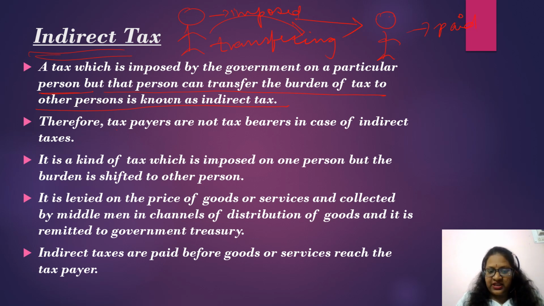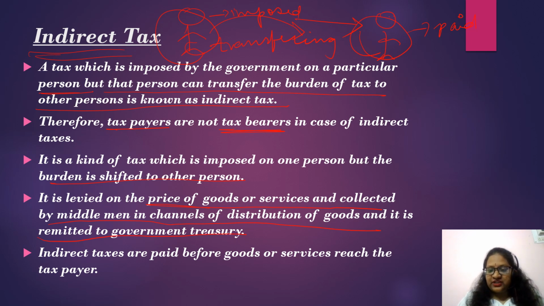The one who is paying the tax is not the tax bearer. That means the tax is imposed on somebody and it is paid by somebody. It is a kind of tax which is imposed on one person, but the burden is shifted to another person. It is levied on the price of goods or services and collected by the middlemen in channels of distribution of goods, and it is remitted to the government's treasury.